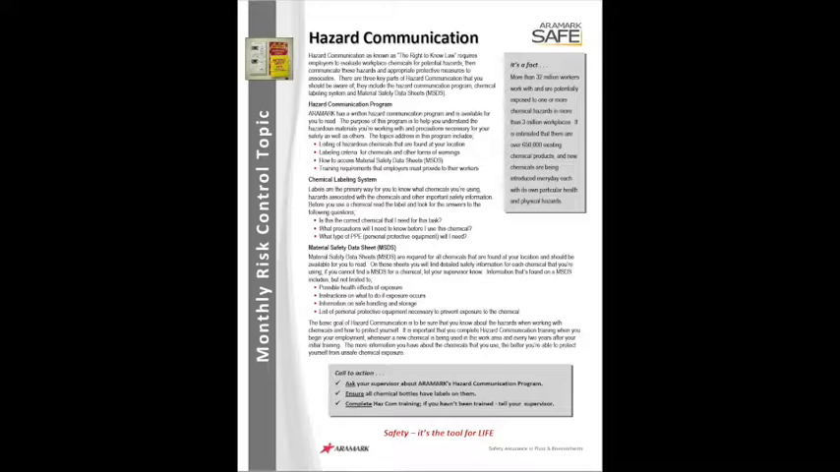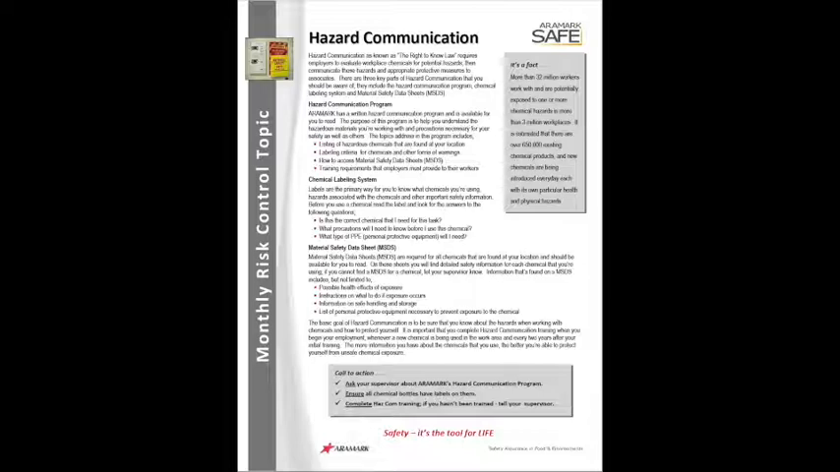This is the Aramark Hazard Communication Safety Training. It's a fact, more than 32 million workers work with and are potentially exposed to one or more chemical hazards in more than 3 million workplaces. It is estimated that there are over 650,000 existing chemical products, and new chemicals are being introduced every day, each with its own particular health and physical hazards.